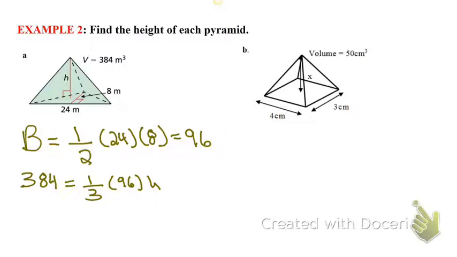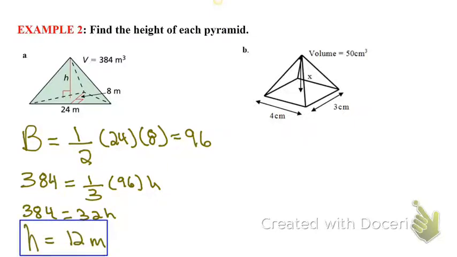And we know that's 1/3 the base area times the height. So the number 384 is in the formula for volume and the 96 is in the formula for base area. Now we just need to solve for the height. So 384 is equal to 32h, and then dividing both sides by 32, h is going to be equal to 12 meters. So we accomplished something different using the same formula.